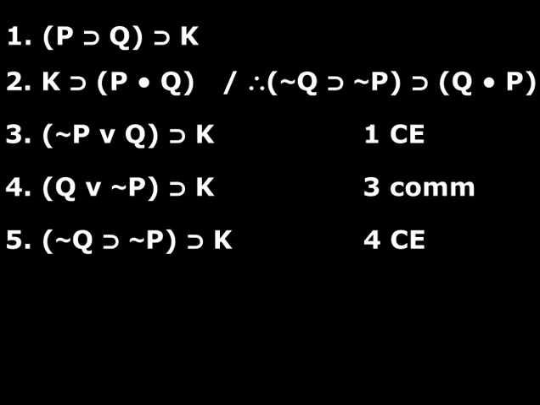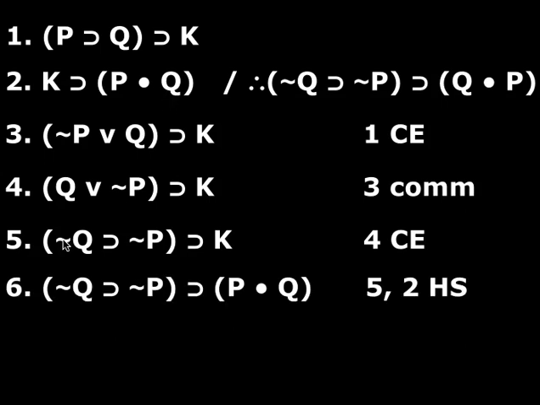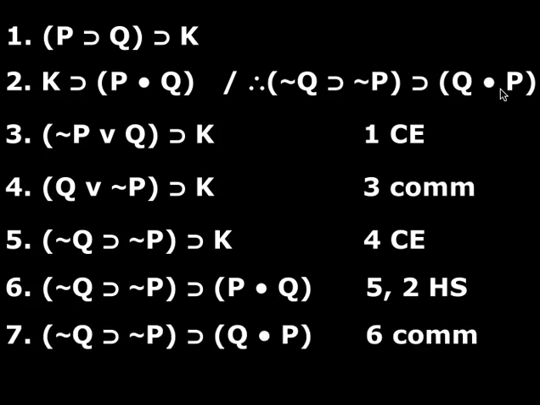Now I'm going to do the hypothetical syllogism. Okay, this consequent matches that antecedent. So I can get a new conditional that has this antecedent and that consequent. If not Q, then not P, then P and Q. Now all I have to do is swap the order of P and Q to get Q and P by commutation on line 6. And I'm done with the proof.